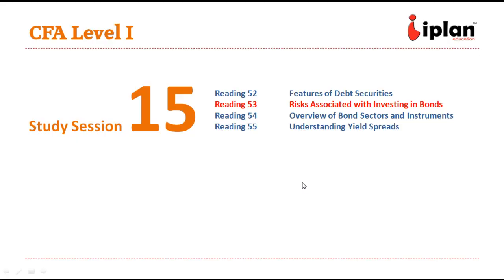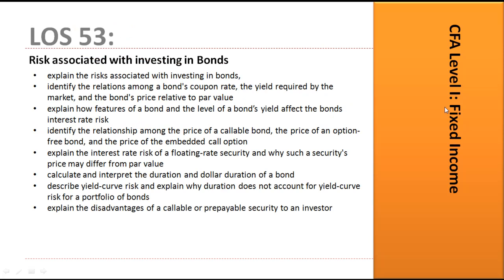Now let us start with reading 53, which is the risk associated with investment in bonds. These are the topics we are going to cover. Firstly, we list down all the risks associated with the bonds. Then we look at the relationship among the coupon rate of the bond, the yield required by the market, and the bond's price related to its par value or face value.